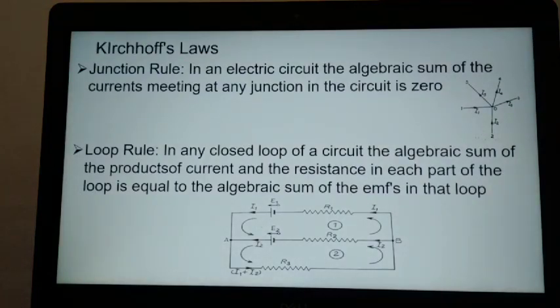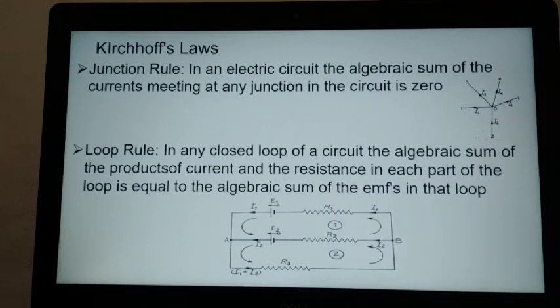See, Kirchhoff's junction rule. In an electric circuit, the algebraic sum of all the currents meeting at any junction in the circuit is zero. So in the diagram, you can see different currents I1, I2, I3, I4 and I5. So I1 and I2 are, see the direction, they are coming to the junction O, the point O. And the point O can be considered as a junction.